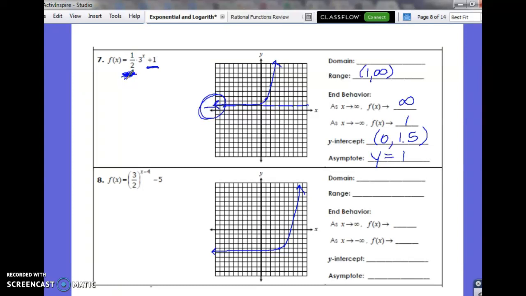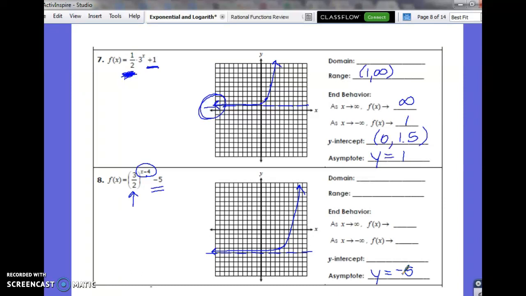Okay. Number 8. Okay, again, because your base is bigger than 1, that's going to be an exponential growth curve. This -4 shifts the graph to the right 4 units, and this -5 shifts the graph down 5 units. So since the entire graph has been shifted down 5, 1, 2, 3, 4, 5, your horizontal asymptote will be at y equals -5.